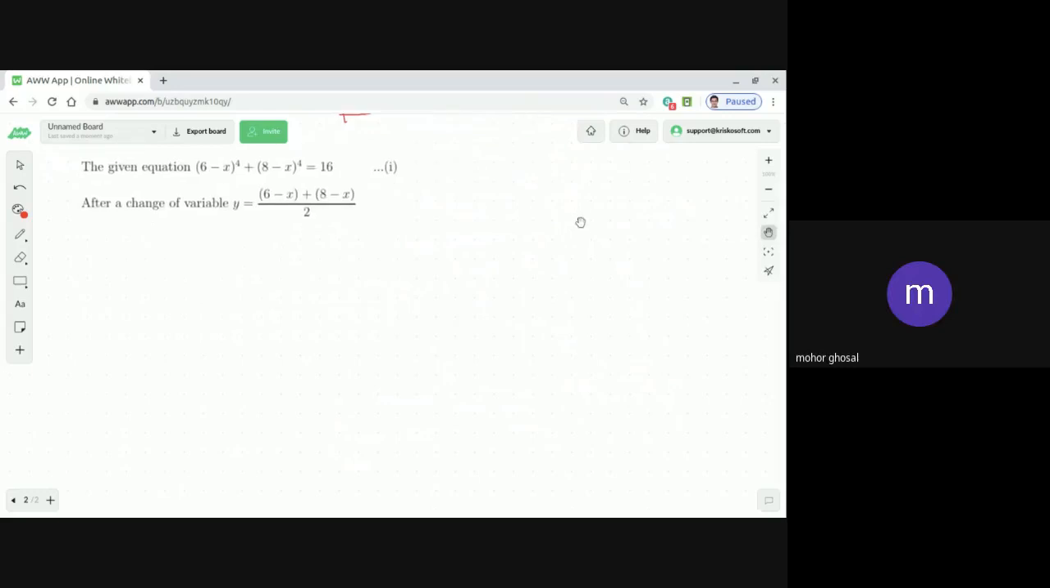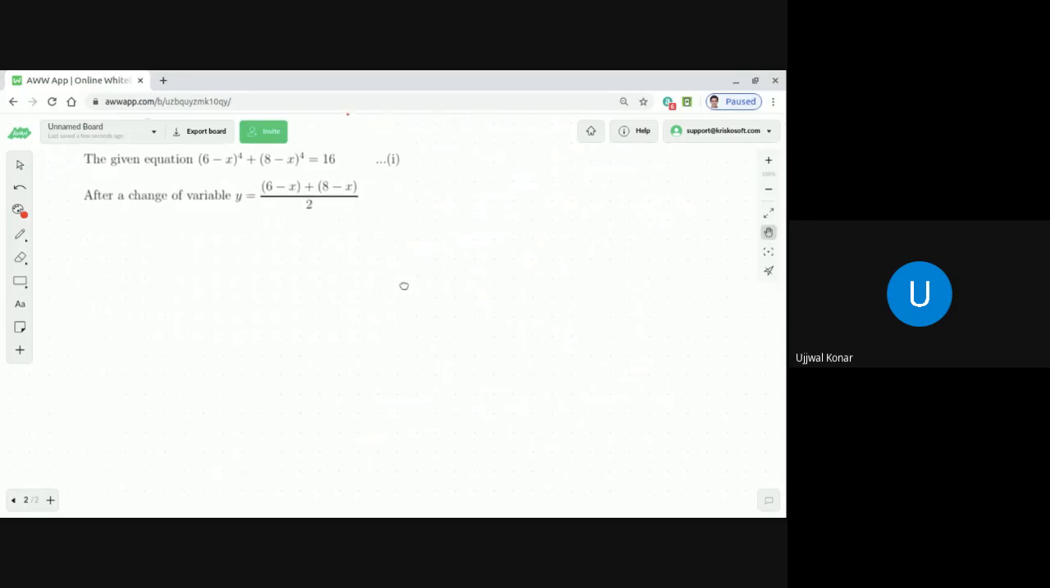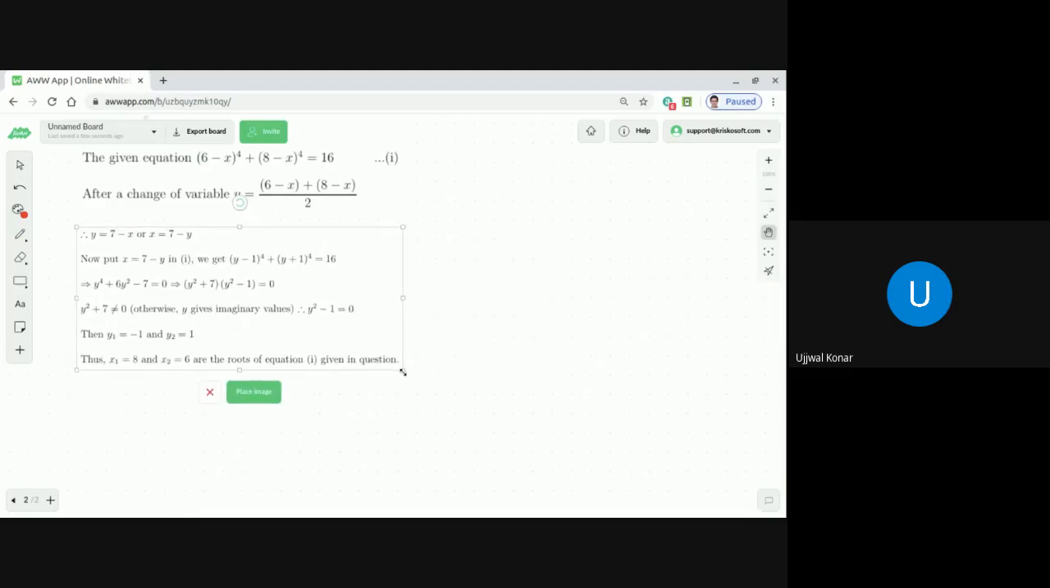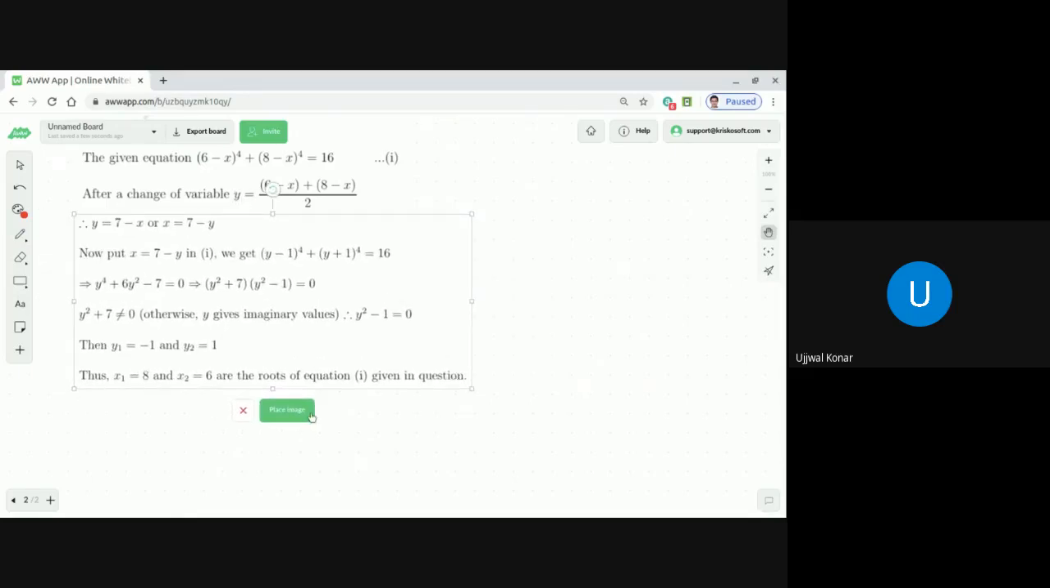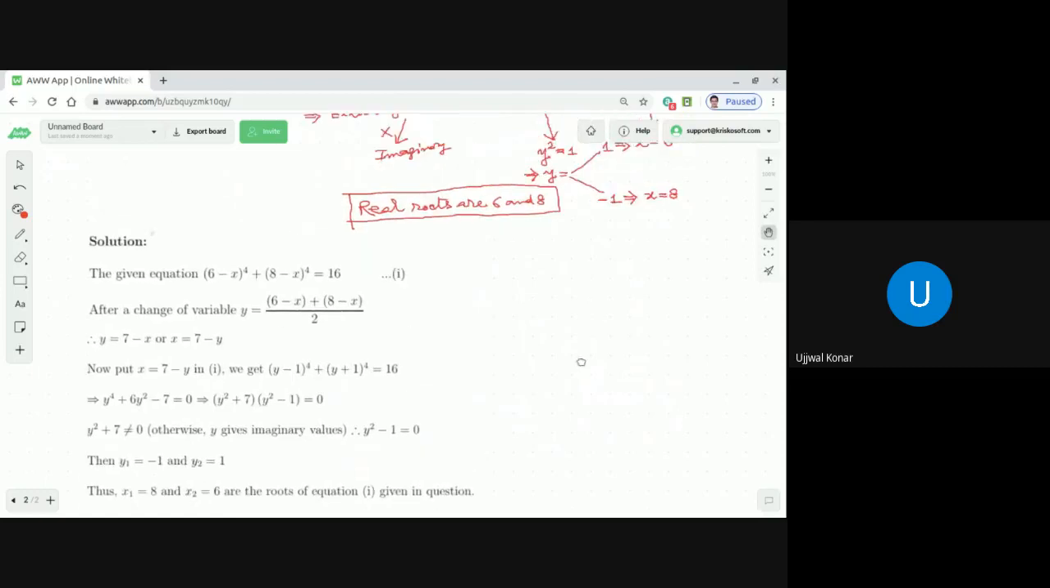Sir, how are we taking y equals (6 minus x plus 8 minus x) by 2? Okay, very good question. Appreciate it. We will do it when we get to it. Both are linear expressions inside: 6 minus x and 8 minus x, and that linear expression is raised to power 4. Whenever we see this, only then do we apply the change of variable concept. Got it, dear student? Absolutely clear, right? For example, we definitely do not apply the change of variable concept in the previous question. Definitely not. So what will be your approach whenever you get a biquadratic equation?